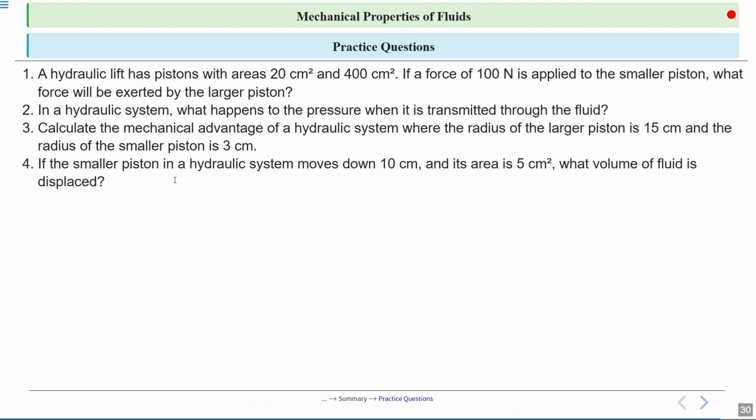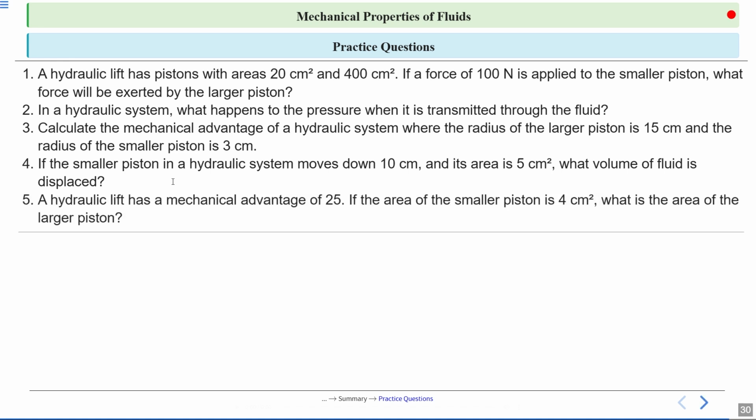If the smaller piston in a hydraulic system moves down 10 cm and its area is 5 cm square, what volume of the fluid is displaced? A hydraulic lift has a mechanical advantage of 25. If the area of the smaller piston is 4 cm square, what is the area of the larger piston? Alright, so these are the practice questions.